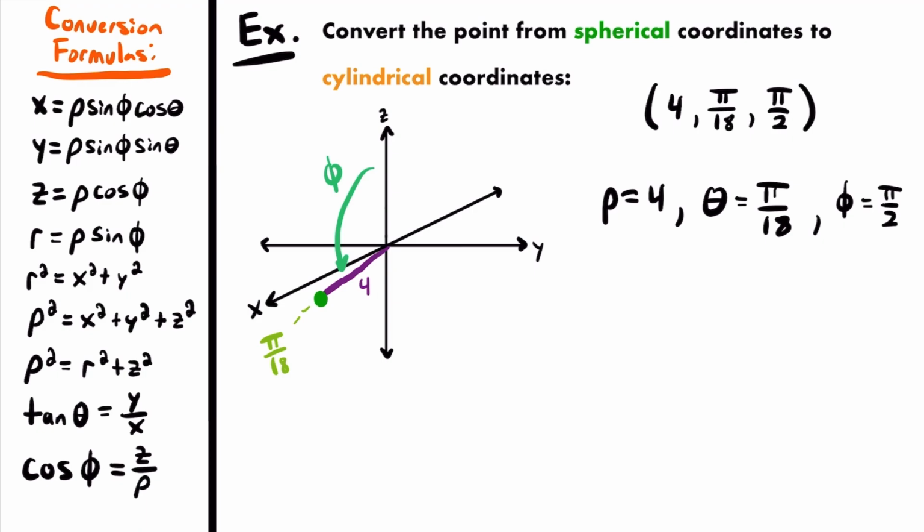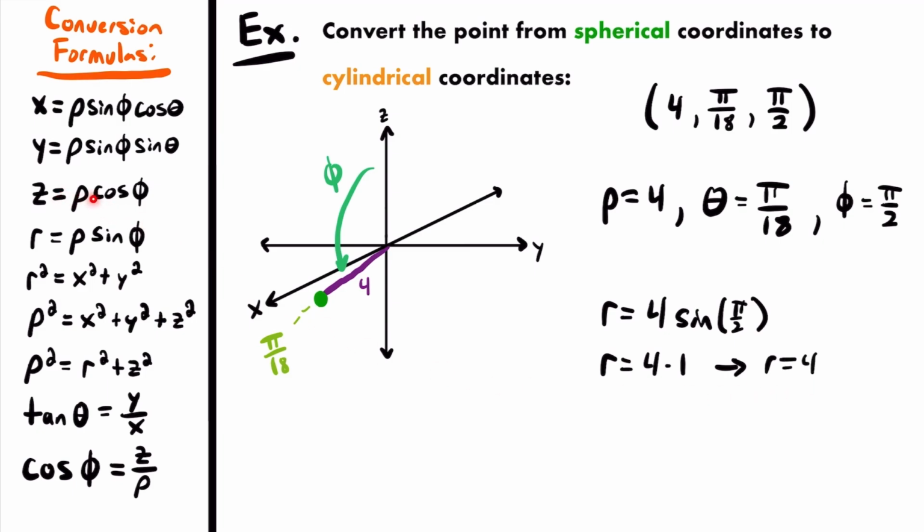That is phi. But anyway, we want to get a radius r, and so do we have any conversion formulas that are solved for r? Well, we have two of them. We have r squared equals x squared plus y squared. That's not going to be helpful because we don't have x and y. We're working with spherical coordinates, so we want to use this one here. r equals rho times sine phi. All right, so we'll have r equals rho, which is 4, times sine of phi, which is pi divided by 2. And let's solve that right now. Sine of pi divided by 2 is 1, so r is equal to 4 times 1, so r is equal to 4.